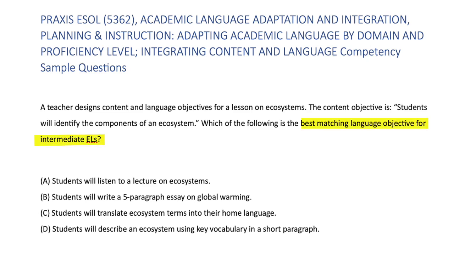As we examine the answer options, keep in mind that we are looking for the best activity that aligns with identifying the components of an ecosystem using intermediate language level production. So, beginning with choice A, students will listen to a lecture on ecosystems. This really doesn't match our objective because it is too passive and it does not involve language production.